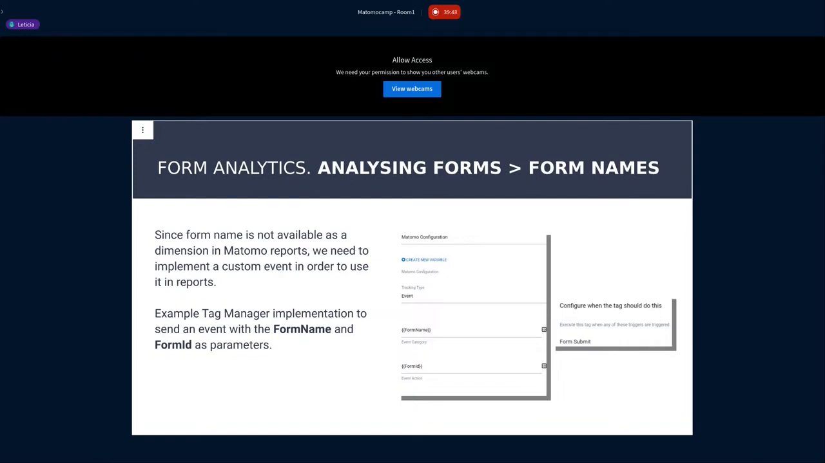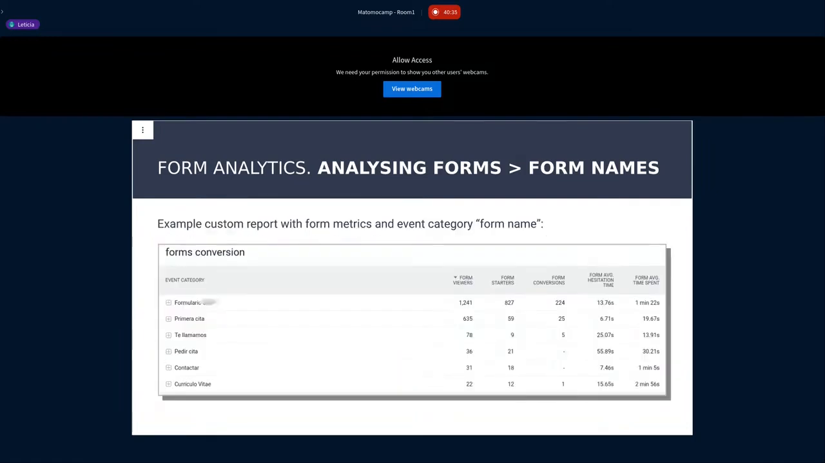And the thing is that we don't have the form name dimension available in Matomo reports. So a way to solve this is to use events or a custom dimension to save the form name. In this case, for example, we use this a lot: we create an event in Tag Manager collecting the form name. With this event we keep track of the form name when we have multiple forms on the same page or on the same site. We configure the event, as you can see, a simple event in Tag Manager with the form name, and the trigger is when the form is submitted.